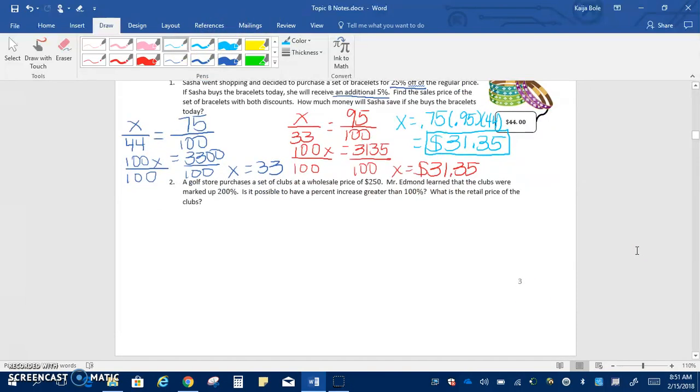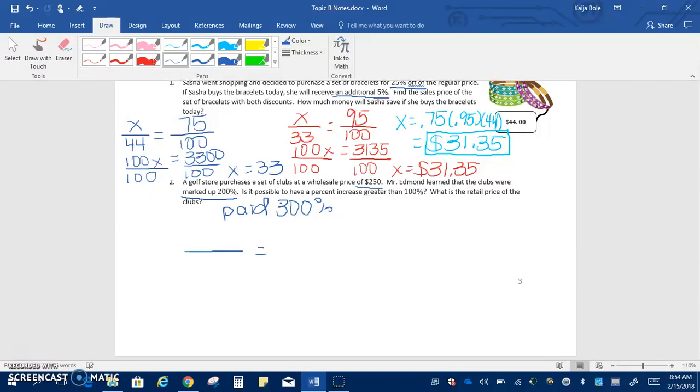Number 2 says, a golf store purchases a set of clubs at a wholesale price of $250. Mr. Edmond learned that the clubs were marked up 200%. Is it possible to have a percent increase greater than 100%? We know yes. And then what is the retail price of the clubs? So if they were marked up 200%, that means that he actually paid, alright, so we paid that 300%. Because if it was marked up 200% and you paid for that whole thing already, that would be 300%.